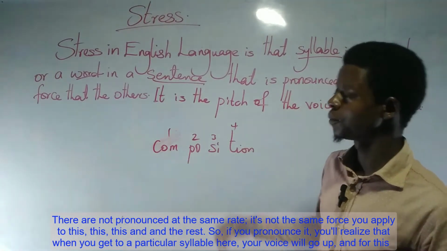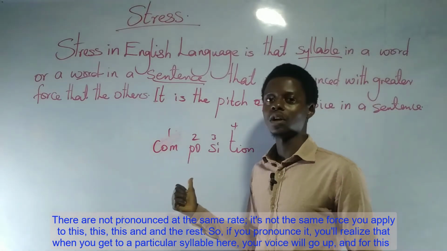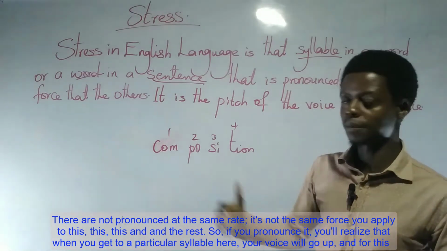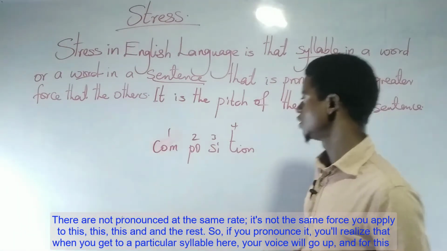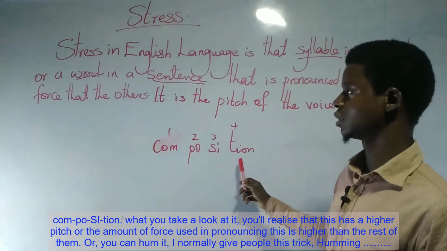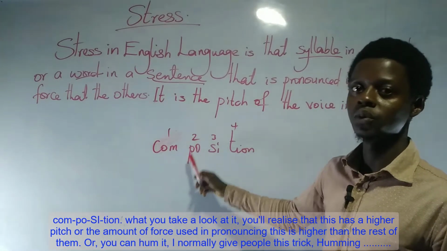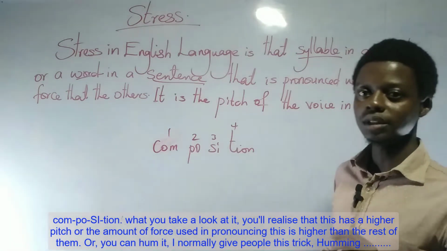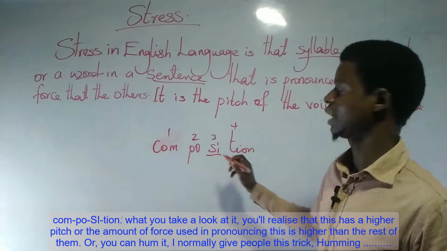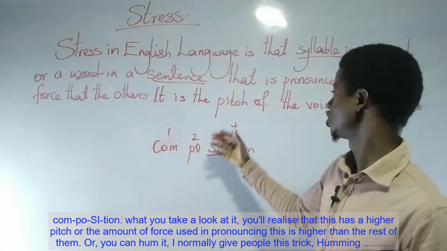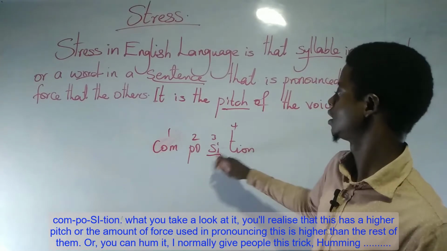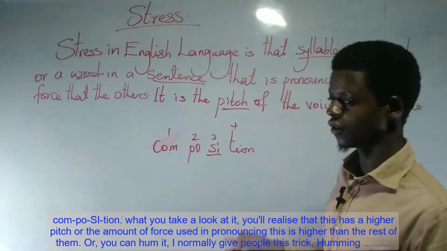So if you pronounce it, you realize that when you get to a particular syllable here, your voice will go up. And for this one, you say composition. When you take a look at it, you realize that this has a higher pitch, or the amount of force used in pronouncing this is higher than the rest of them.